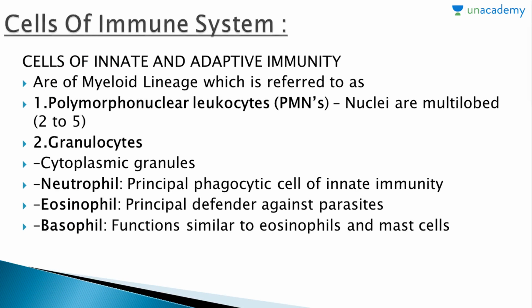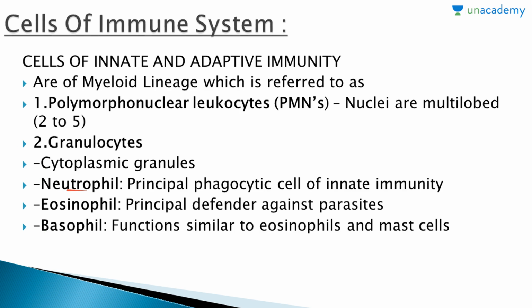So now moving on, the cells of innate and adaptive immunity. These are of myeloid lineage, which are referred to as polymorphonuclear leukocytes or PMNs, in which the nuclei are multilobed, 2 to 5. Thus they are called polymorphonuclear leukocytes. Secondly, we have the granulocytes, whose characteristic is the cytoplasmic granules. They include neutrophils, eosinophils, and basophils.